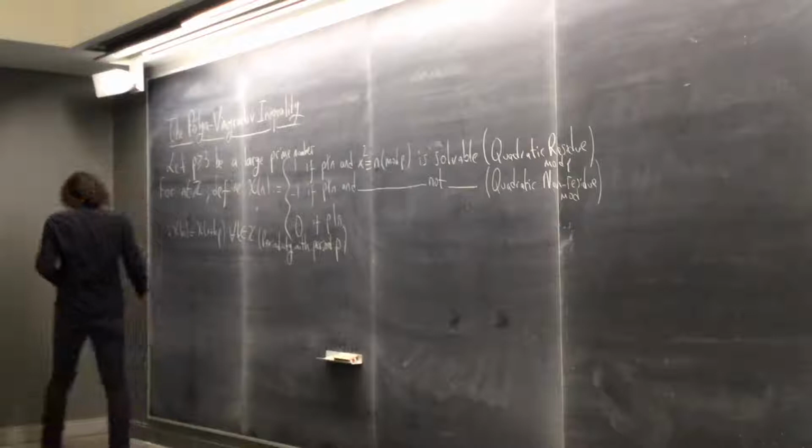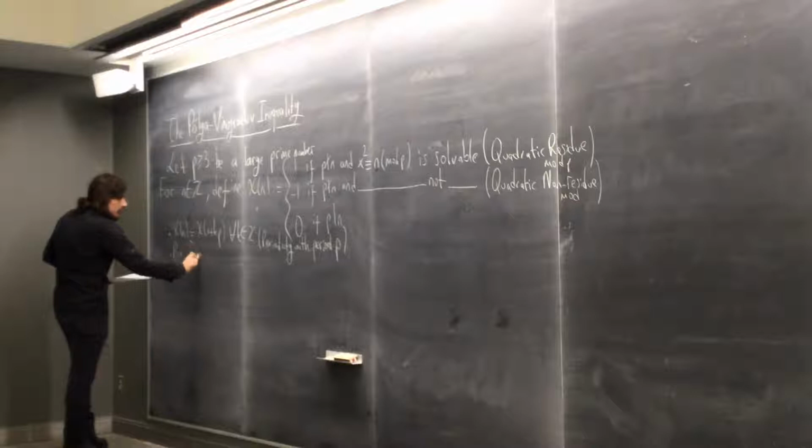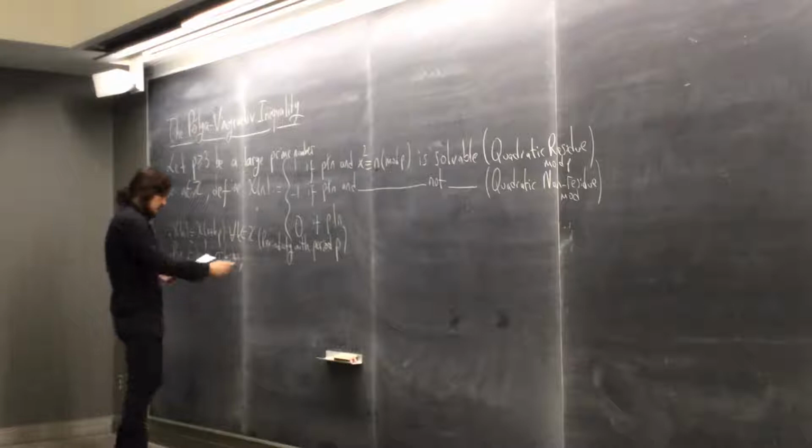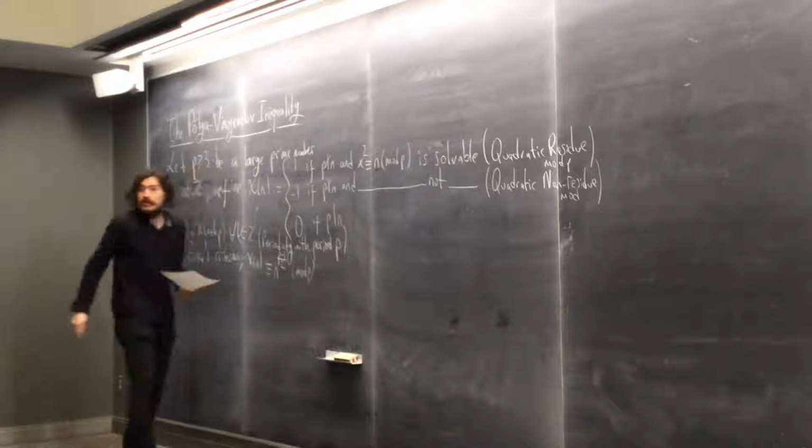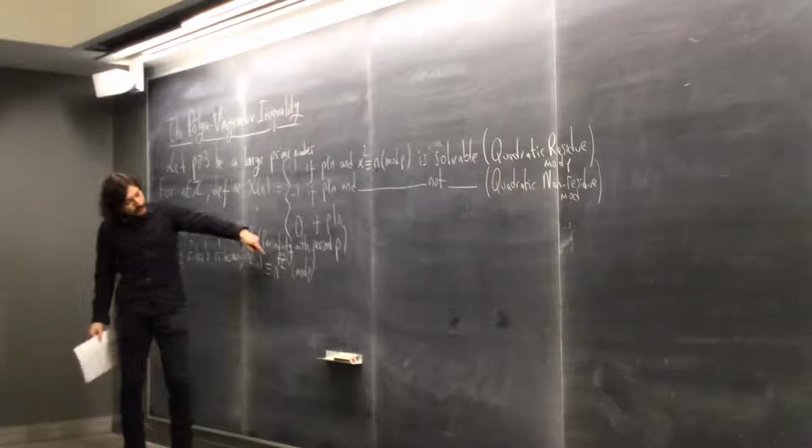What else? By Euler's criterion, what is this? Chi of n is congruent to n to the power (p minus 1) over 2 mod p. This is Euler's criterion. Okay? So this value is plus 1 or minus 1, depending on whether n to the power (p minus 1) over 2 is congruent to plus 1 or minus 1 mod p.